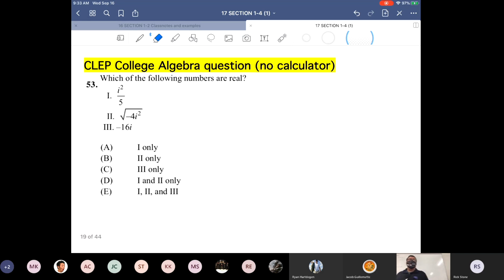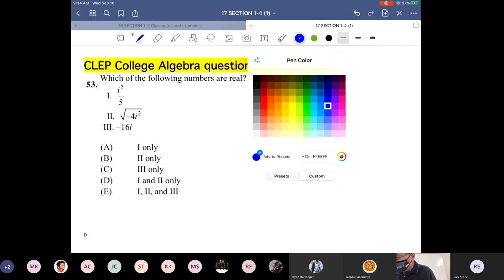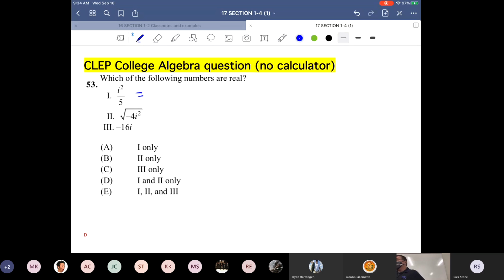So here's another question, and they want to know which of these numbers are real. So before we can decide, we're going to simplify them and see if they're real, right? Look at this first one. What does i squared equal? So that's really negative 1 over 5. Is that a real number? Yeah, it's a rational number, and rational numbers are real, so it's okay. It would be in our answer.